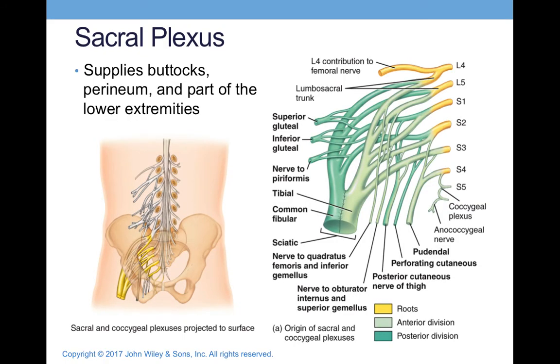Finally, the sacral plexus. The sacral plexus supplies the buttocks, perineum, and part of your lower extremities. The largest nerve arising from the sacral plexus and the largest nerve in the body, and probably one of the more common nerves we hear of as having nerve problems, is the sciatic nerve. Injury to the sciatic nerve, especially the common perineal portion and its branches, will result in what we call sciatica. This is a pain that extends from the buttock down the back of the leg.